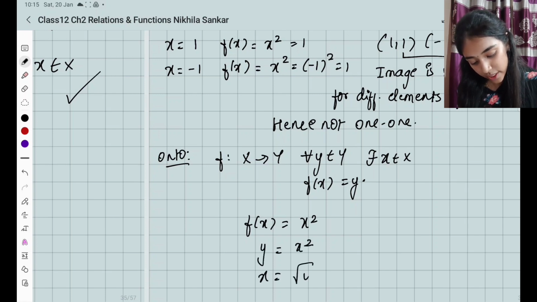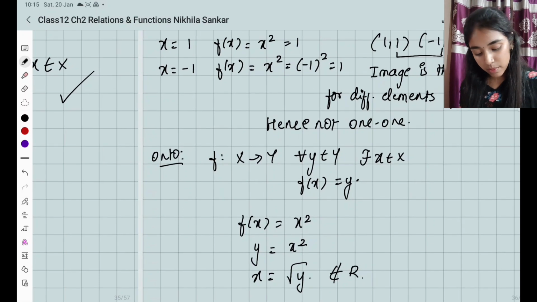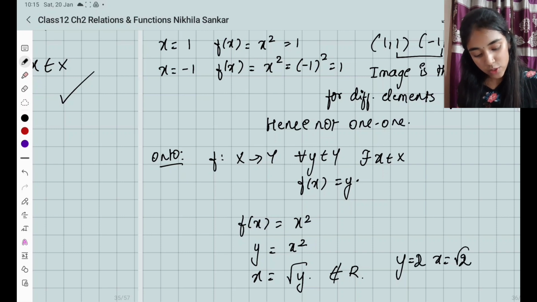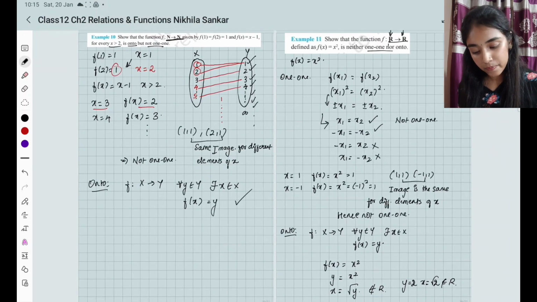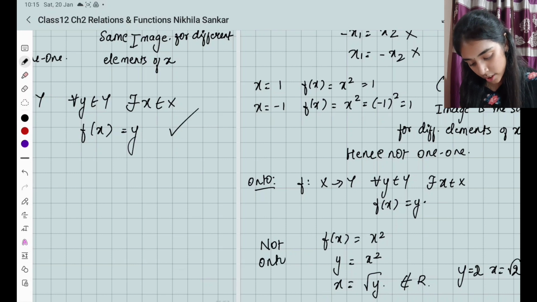So what is the value of x? It is going to be square root of y. But square root of y does not belong to real numbers. Correct? It is an irrational number. So it does not belong to real numbers, which means if y equals 1 then x equals root of 1, or we can take 2. X is going to be root 2. So this does not belong to the real numbers, which means this is not on 2. Okay? So this is not on 2.